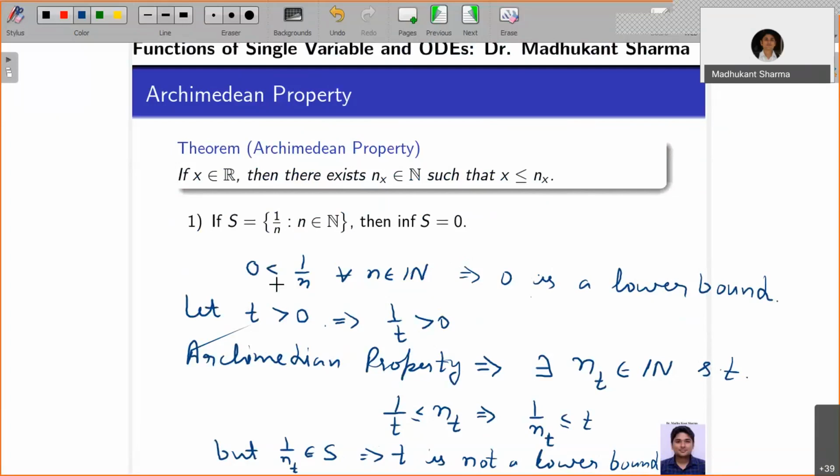That's why I write on S: 0 is strictly less than 1 by n. In the limiting sense, it tends to 0. If you go with the limit of 1 by n, it tends to 0. This set is not closed, because the limit point is not inside the set. Any other question?